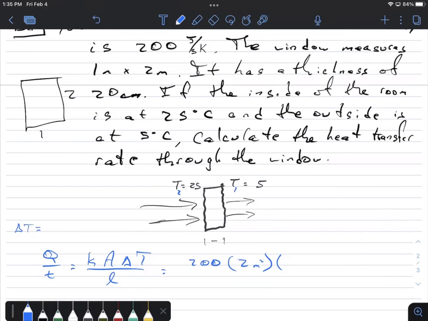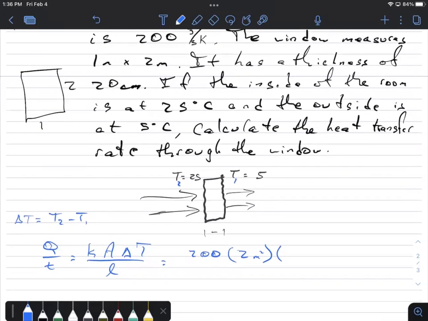Now, I could do it the other way. There's no problem saying the inside temperature is 1, the outside temperature is 2. It doesn't matter. You'll see what happens when I get an answer if you did it the other way. But for now, this is what I'm going to label them. And so what delta T means is T2 minus T1, the difference in temperatures. So for me, the inside, 25, minus the outside of 5.